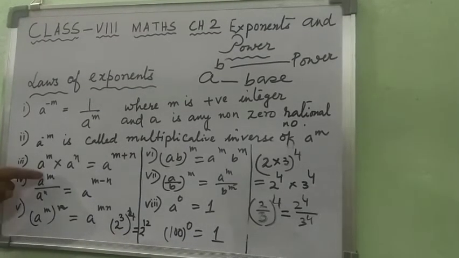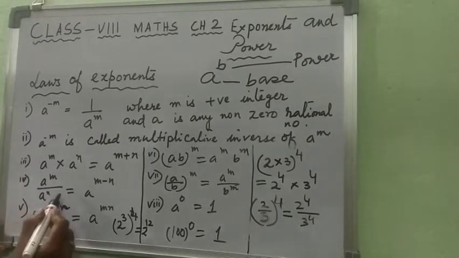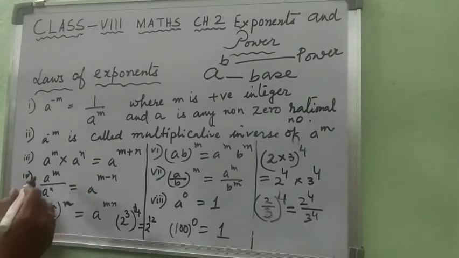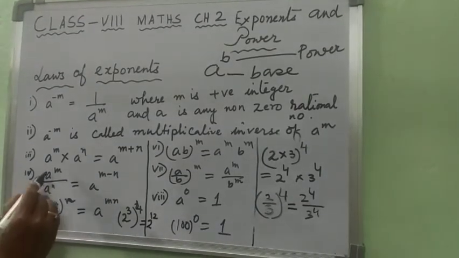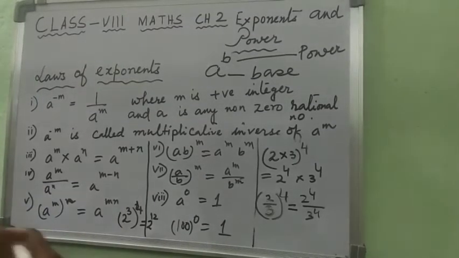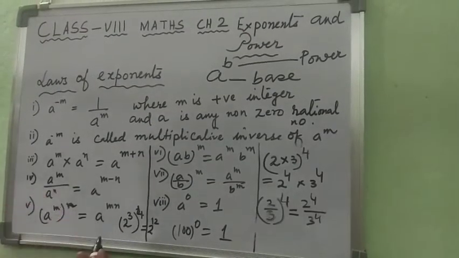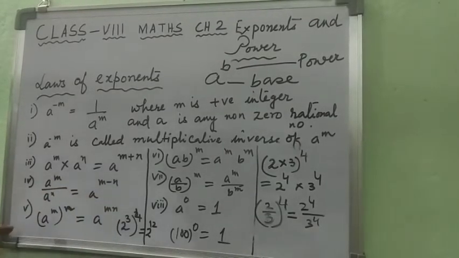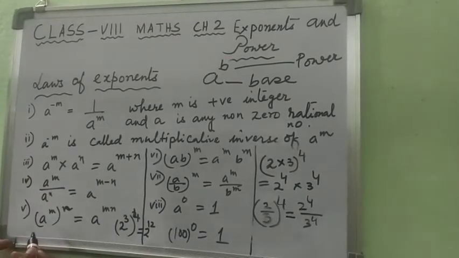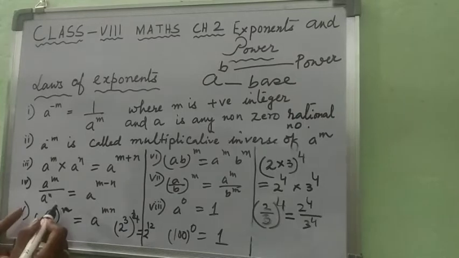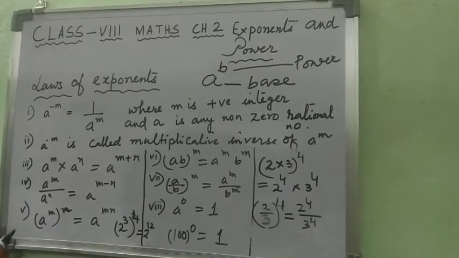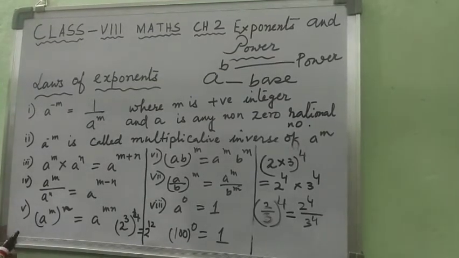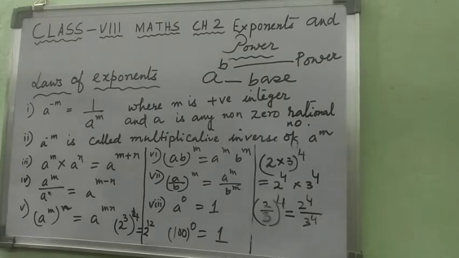Now a to the power m divided by a to the power n equals a to the power m minus n. In that case, the base is the same and the power is different, but it is divided. When dividing, the power will be subtracted. So we can write a to the power m minus n. Now the next law is a to the power m whole to the power n equals a to the power mn, which means the powers will be multiplied. So in that case we have to multiply the powers.